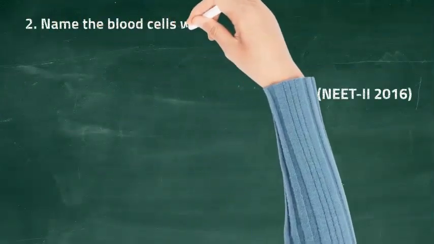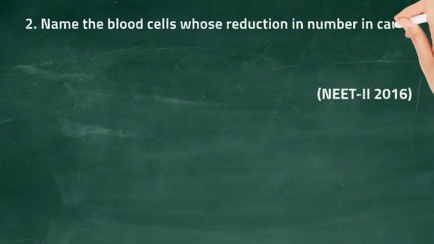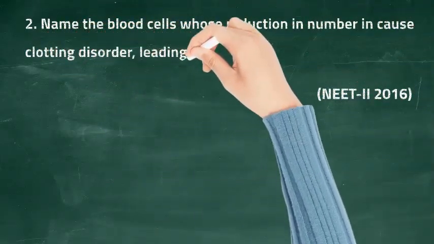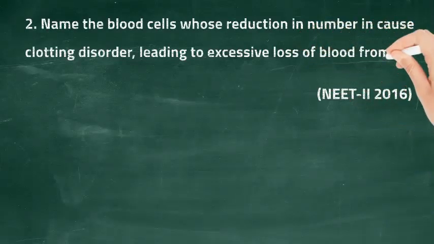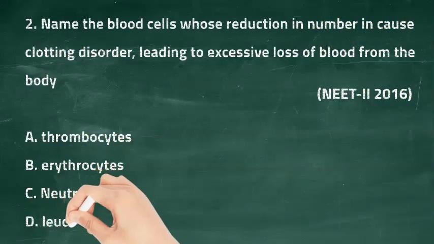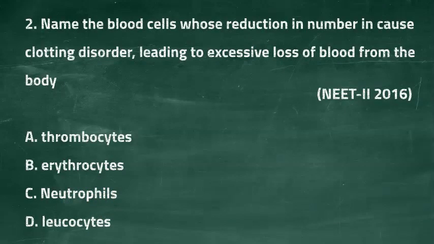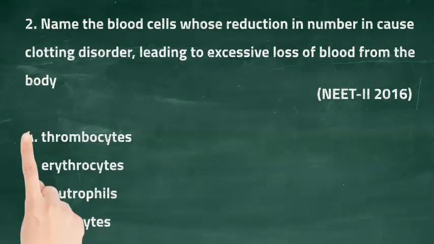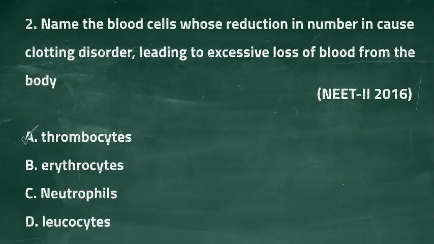Question second. Name the blood cells whose reduction in number causes clotting disorder leading to excessive loss of blood from the body. Option A is thrombocytes, option B is erythrocytes, option C is neutrophils, and option D is leukocytes. The right answer is option A, thrombocytes.